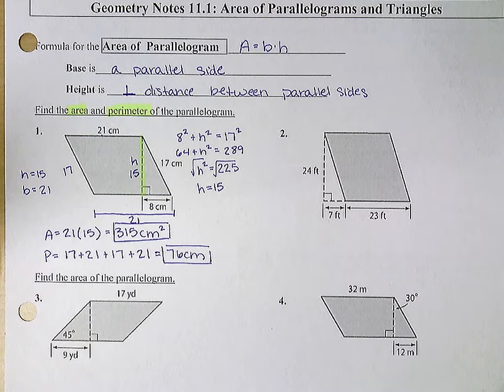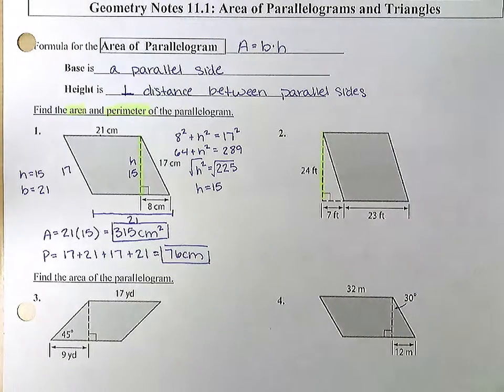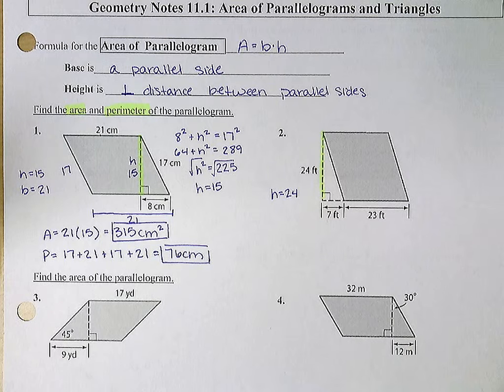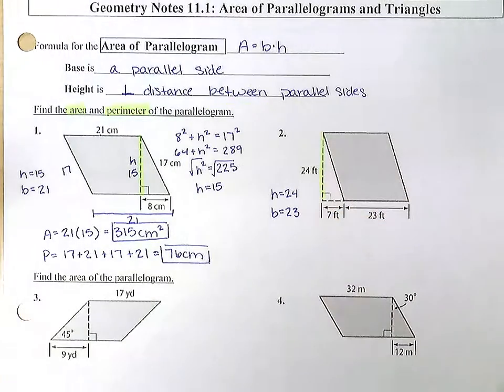All right, I'm going to go over number 2. So, which length is your height of this parallelogram? The height is what? 24. Okay, so my height is on the outside of my parallelogram. However, it's still that perpendicular distance between my two sides. So the height is 24. And then your base would be what? 23. Okay, our base is 23.